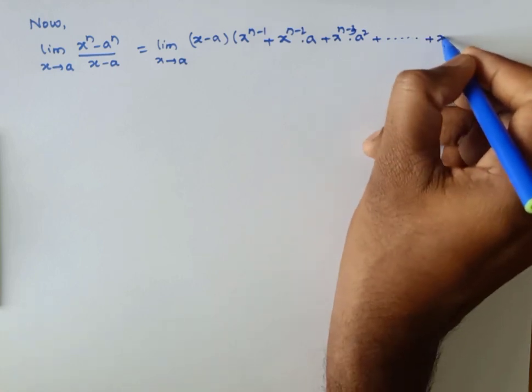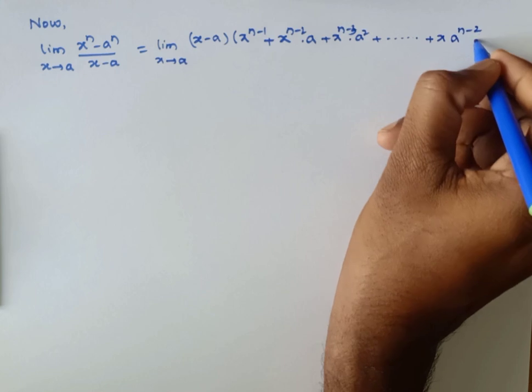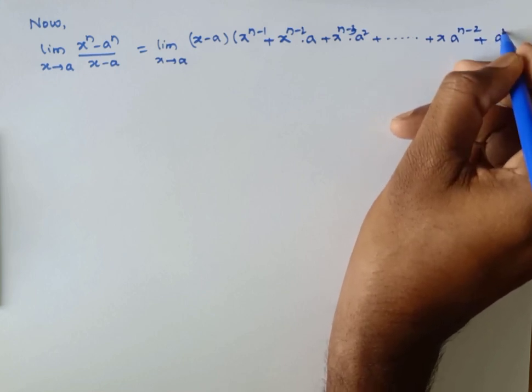So that is ending with x to the power of n minus 2 into a plus a to the power of n minus 1.